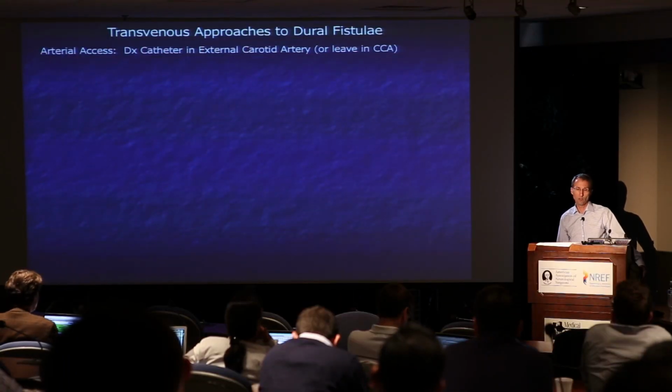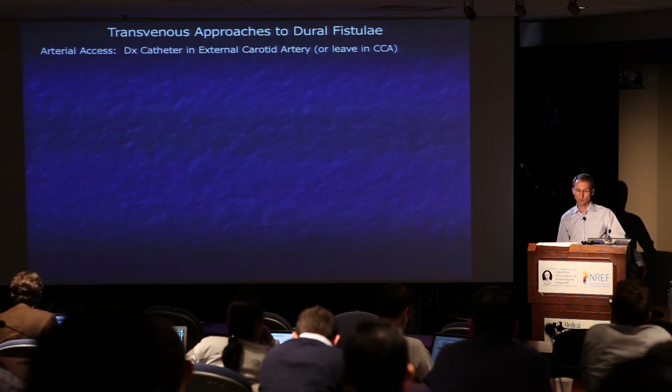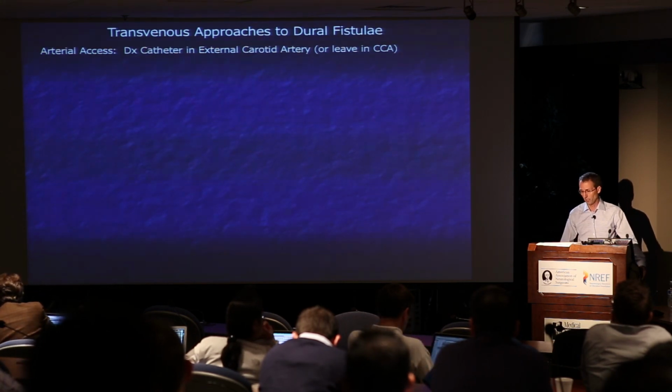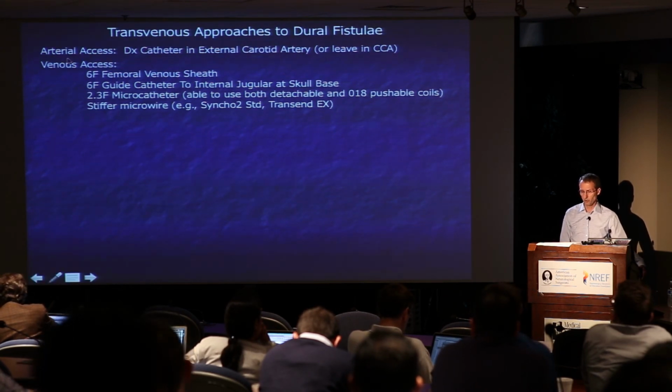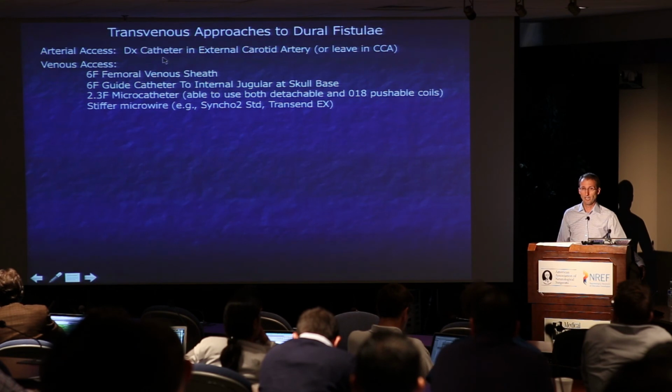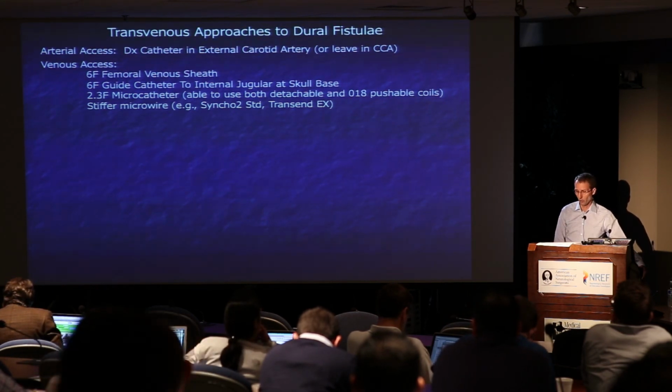And so transvenous approaches to dural fistula are possible, and they're extremely safe if you can get there. You're not going to run into the risk of possible cranial nerve injury or ECA to ICA anastomoses, that you're going to be putting things in the intracranial circulation. So when I do a transvenous approach, I still do an arterial access to put a diagnostic catheter. That's obviously going to give you your information of where you are and where you're going.